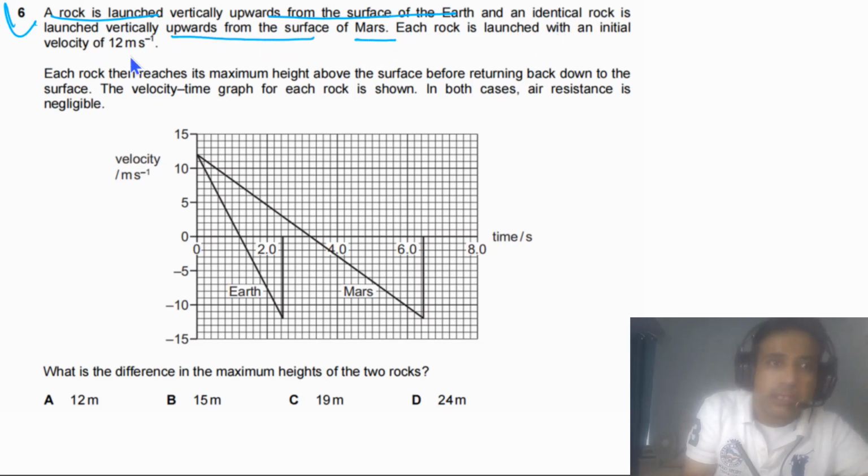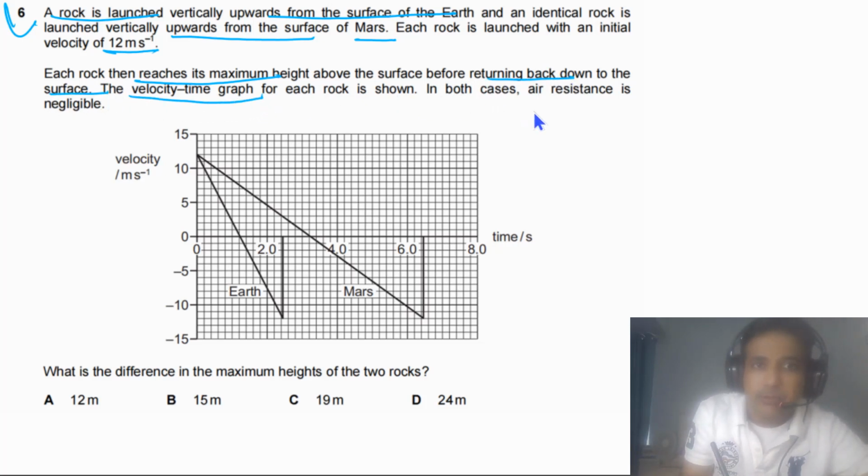Each rock is launched with an initial velocity of 12 meters per second. Each rock reaches its maximum height above the surface before returning back down to the surface. The velocity time graph for each rock is shown. In both cases, air resistance is negligible. We need to find out the difference in the maximum heights of the rocks.